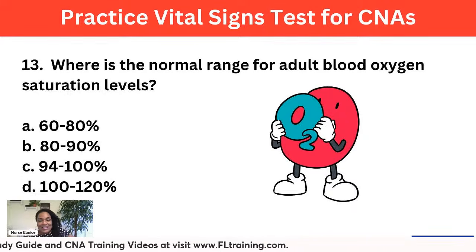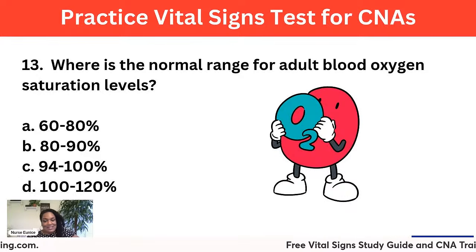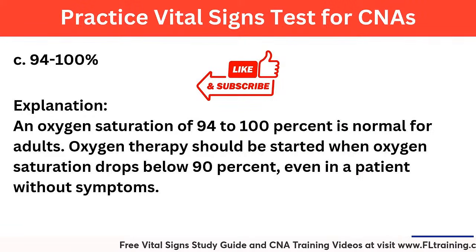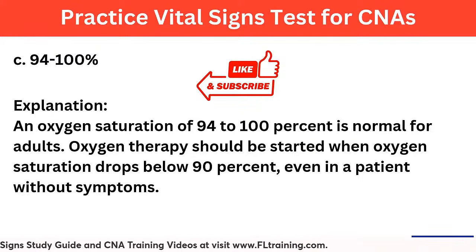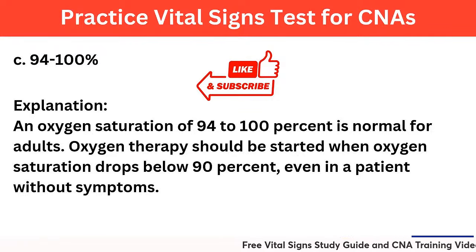Yes, Jerlene. Yes, Ogal. Yes, Mayra, Luina, Augustine. Yes, Jean Baptiste. Yes, Rose. You all are correct. An adult oxygen rate, we like it above 94%. So an oxygen rate of 94 to 100% is normal for most adults. Oxygen therapy should be started when oxygen levels drop below 90%, even in a patient without symptoms.